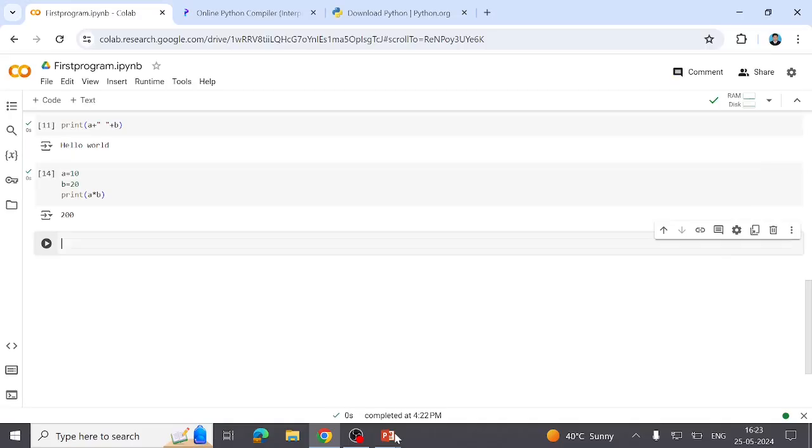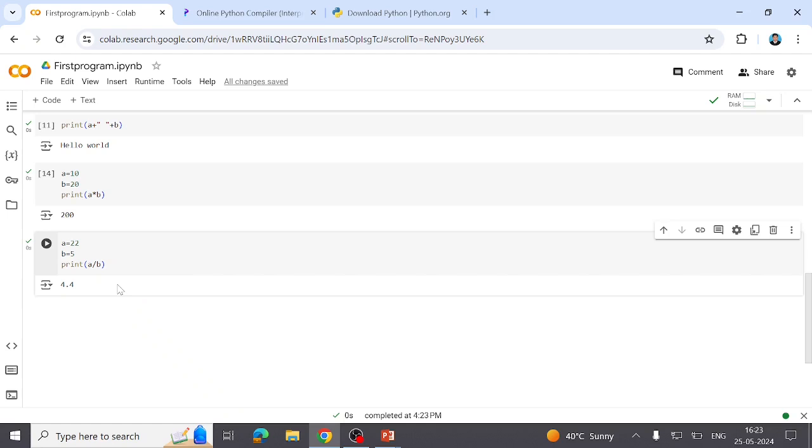Modulus. Suppose for example a is 20 and b is 5. Now update the value of a to 22, and when we perform a divided by b, what will be the output? See the output. The output is 4.4, if you take the value of a as 22.